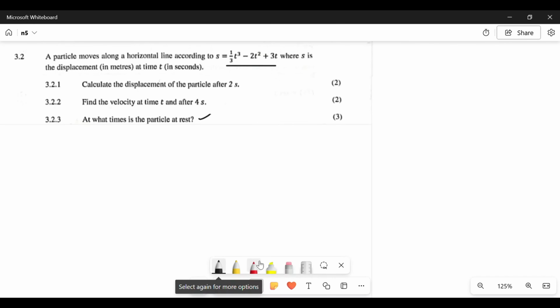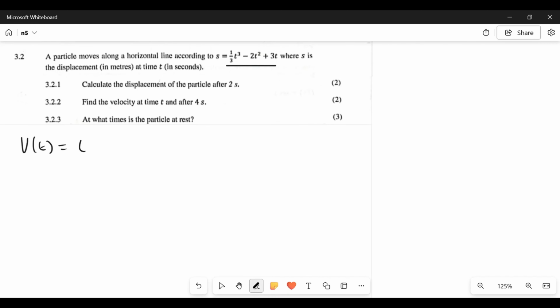This is the question there. Now the question goes like this, guys: at what time is the particle at rest? They want us to find the time at which this particle is at rest, when the particle is not moving. What you need to know is that when the particle is not moving, there is no velocity. Earlier on, we derived the displacement formula, and we said v of t is equal to t squared minus 4t plus 3, right?